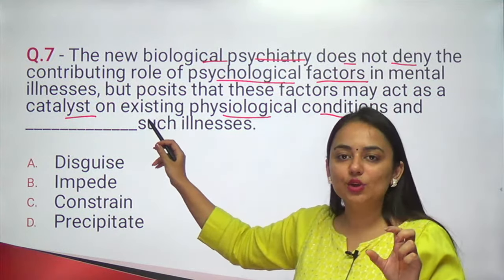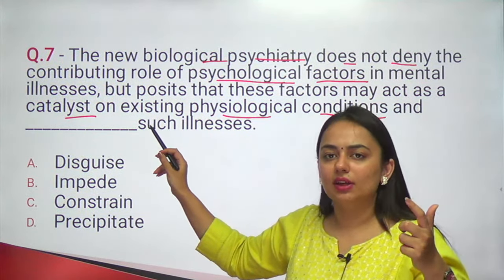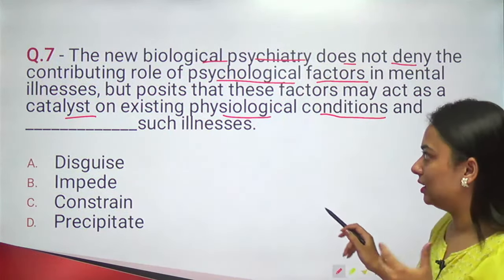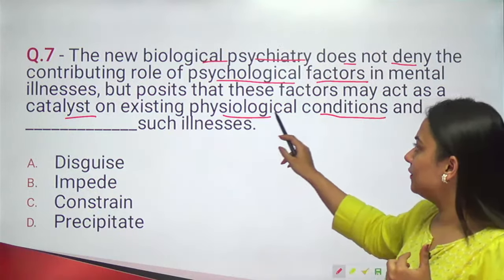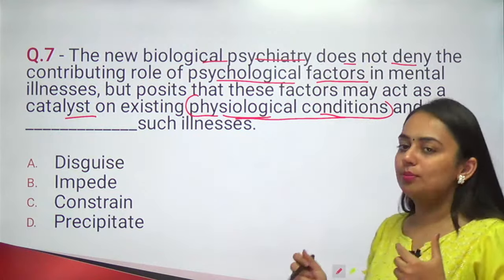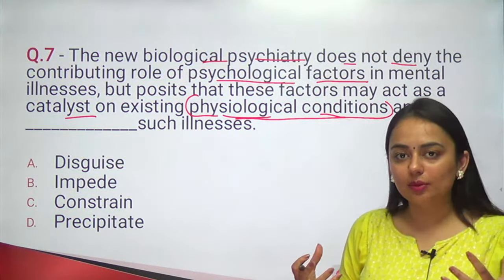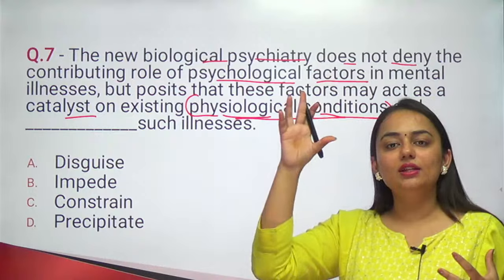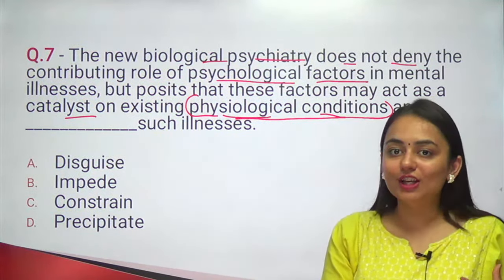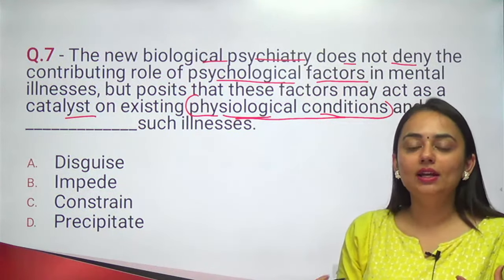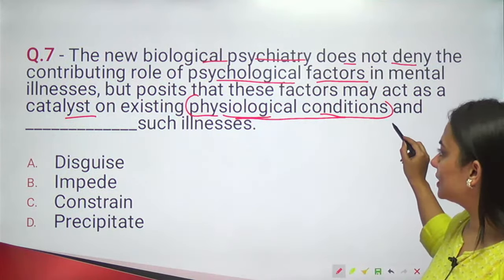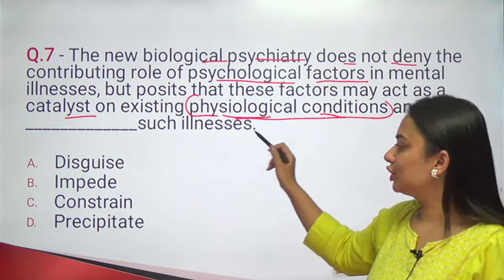हाँ, ये फैक्टर्स जो हैं एक कैटलिस्ट का काम कर सकते हैं. मेंटल इलनेस को और ग्रेव बनाने में ये एक कैटलिस्ट हो सकते हैं, इंक्रीज कर सकते हैं इस प्रोसेस को. ऑन एग्जिस्टिंग फिजियोलॉजिकल कंडीशन, देखो फिजियोलॉजिकल is related to the body, all the tangible things, understandable things. Psychology is almost all vague. It is all that you have to imagine. You cannot see it, you cannot touch it. तो वो पूरा conceptual है, psychological है. So physiological conditions and dash such illnesses.